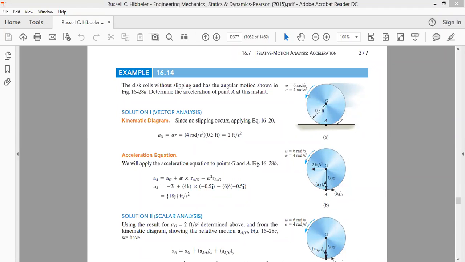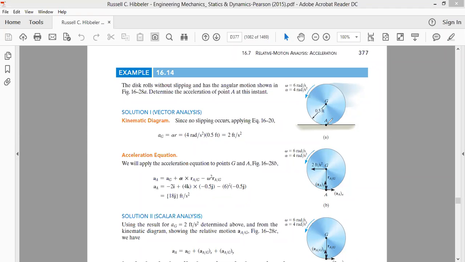This is a very fascinating problem because here you will get very important additional information, and a concept will build up in you when we are talking about the rolling of a disk. So we have a disk that is rolling, its angular velocity is 6 radian per second, and its angular acceleration is 4 radian per second square. What is the acceleration of point A? This is the question that we have in hand.